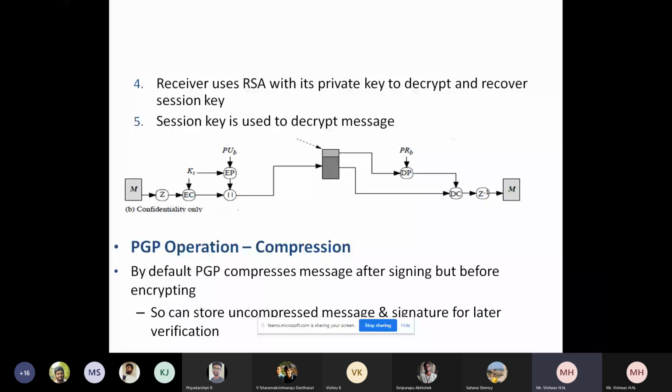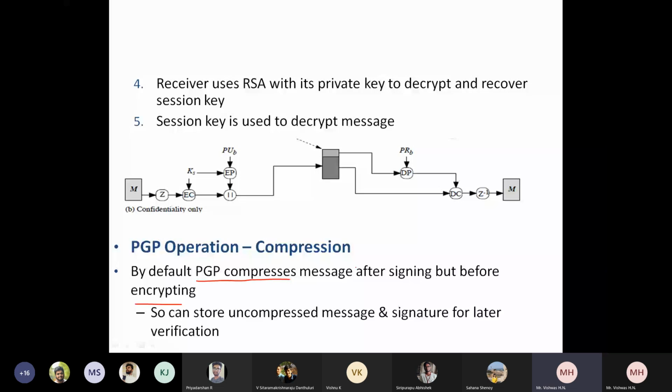We will move on to the message processing functions. Okay, so we are not going in depth into how this protocol will compress the mail with zip, but you should know what protocols we are using. That is good enough. And when you are going to do the compression, there is one more important thing. By default, PGP compresses a message after signing, but before encryption. Please keep this in mind, students. Only after signing, that means only after the digital signature, it encrypts the message, but before encrypting it compresses. Is that clear, students? So keep this in mind.